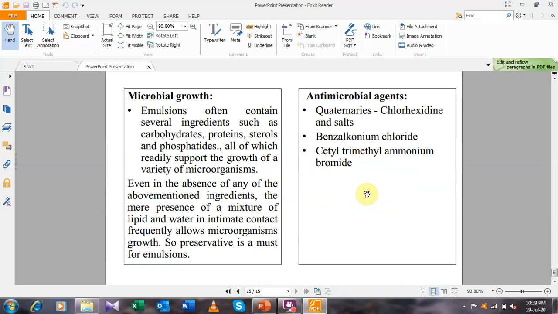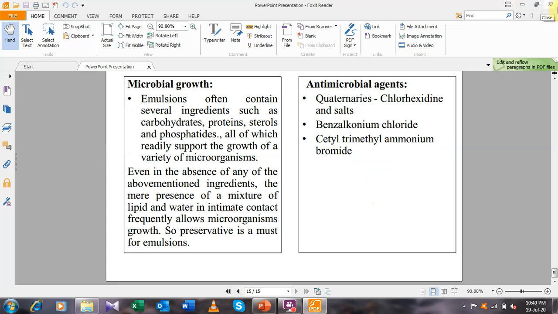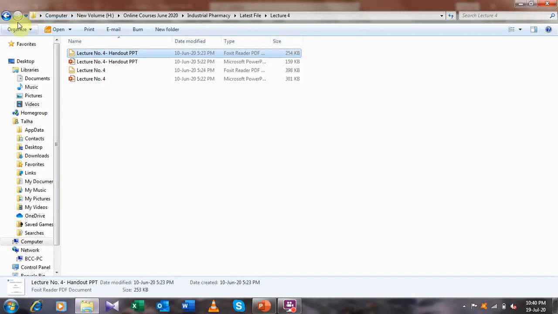Most of the ingredients in the pharmaceutical formulation, such as carbohydrates, proteins, cereals, and phosphatides, readily support the growth of a variety of microorganisms. To prevent the growth of microorganisms, suitable preservatives or antimicrobial agents are essential in the formulation within the specified quantity. That was the fourth lecture.